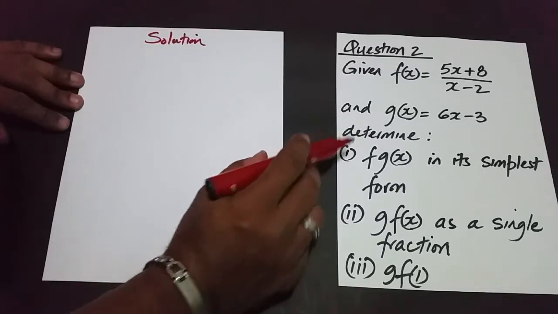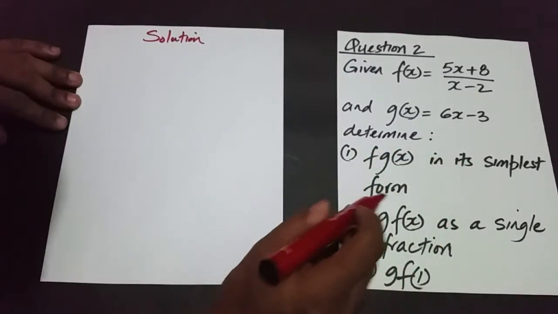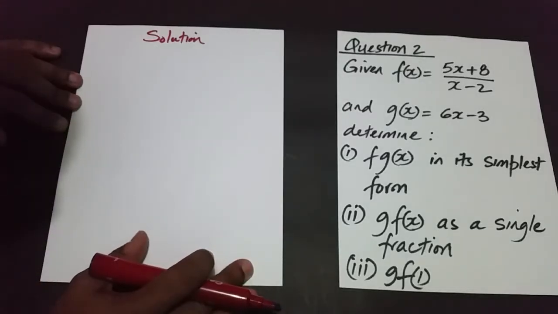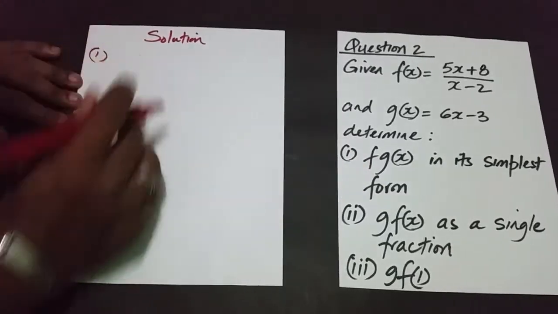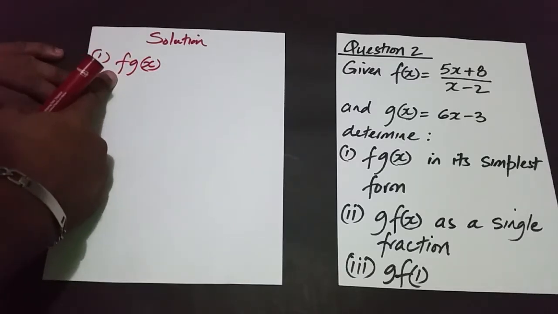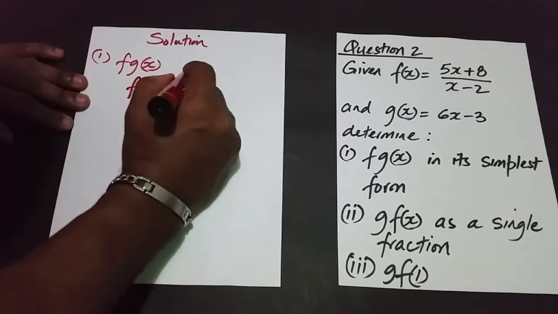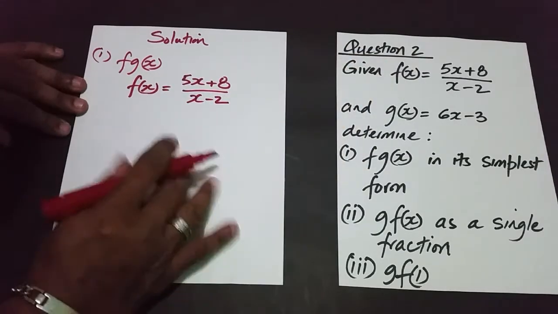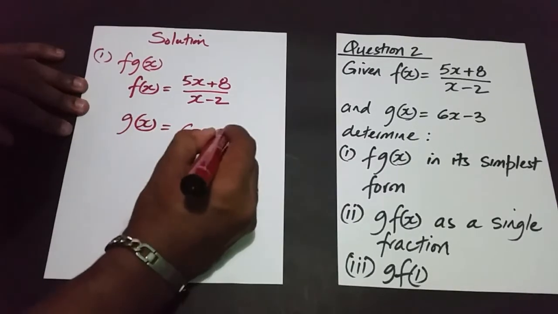Now, part 1 says, determine f of g of x in its simplest form. So we're going to go ahead and attempt to determine the composite function f of g of x. Now, in part 1, f of g of x would mean that the mother kangaroo is f of x. So I'm going to write that function first, and that is simply going to be equal to 5x plus 8 over x minus 2 based on the question. And the baby kangaroo here is g of x, which is equal to 6x minus 3.